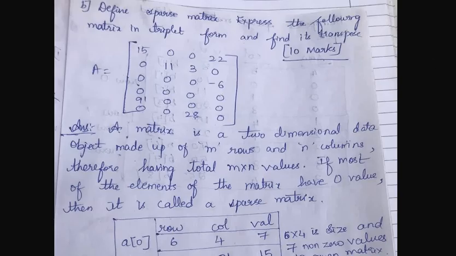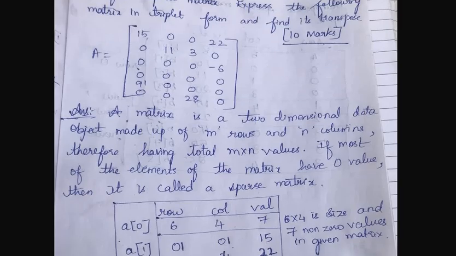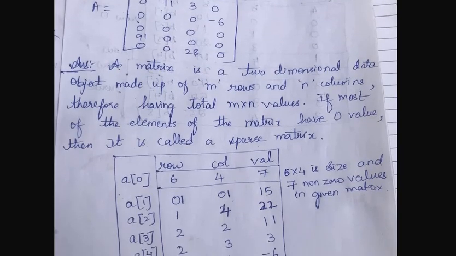Now let us see how we are going to represent this matrix as a sparse matrix, that is, in the triplet form. Triplet means three forms, right? What are the three forms that will be considered? Row, column, value.